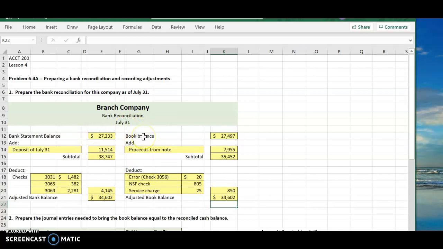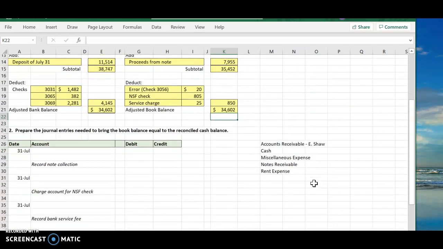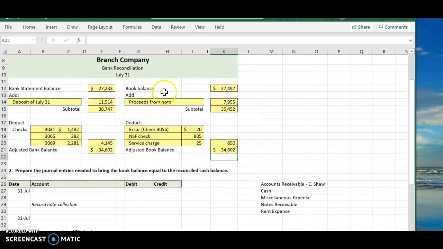We'll start out checking off to see what cleared our bank statements. We'll have to remember to come back here and look for that deposit and those checks that were outstanding, and those will be on the next month's bank statement, so we know they're not outstanding anymore. We had them in the July reconciliation. The next part of this asks us to prepare the journal entries. So we started with a balance in our ledger of 27,497, right? We've got to get that balance to the correct amount, the adjusted book balance of 34,602.